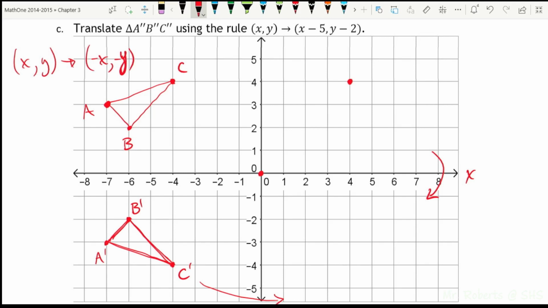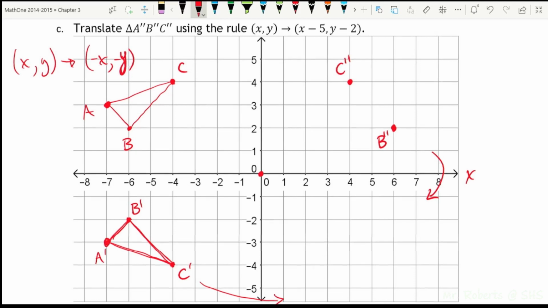So C is going to go to +4, +4. B is going to go to +6, +2. So this is going to be where B, by the way, this is now B double prime. This is C double prime. And the last one, A, is going to go to, so you can see where A is.